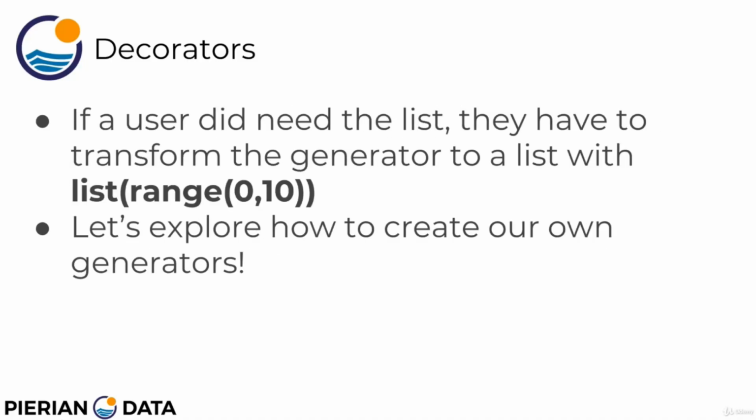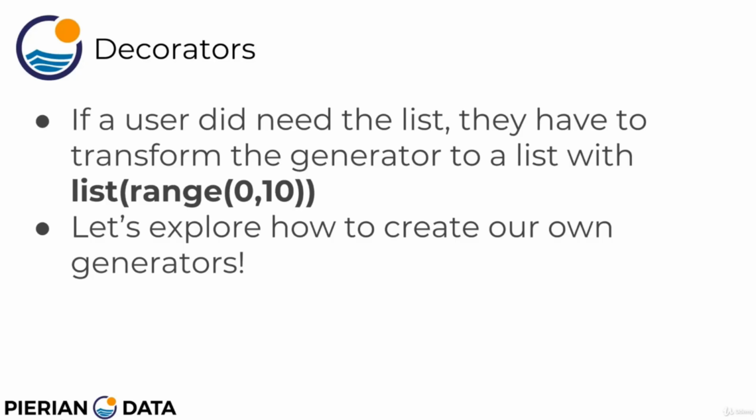Now, if the user did need that list, what they have to do is transform the generator to a list with list range from 0 to 10 or 0 to a million or whatever their start and stop values are. So that's why when we're working with range, if we actually wanted to get a list of numbers, we had to cast it to a list because range itself is a generator and it's just remembering the last number it sent out and then the step size to generate the new number. That way it doesn't have to store this huge list in memory and it makes it a lot more efficient.